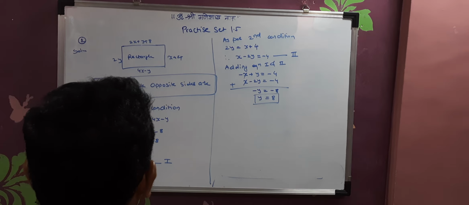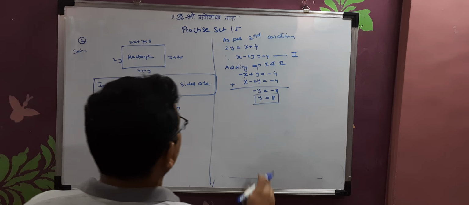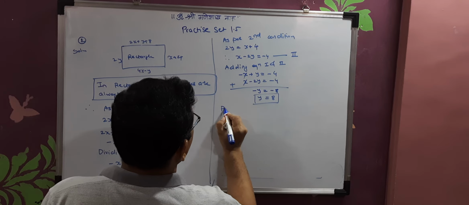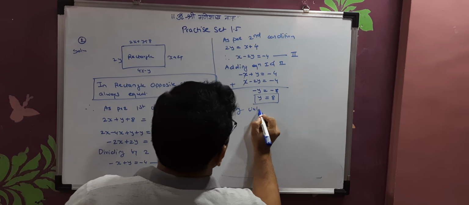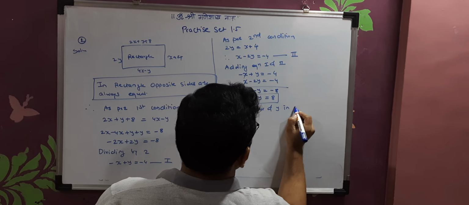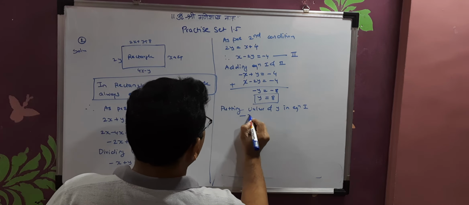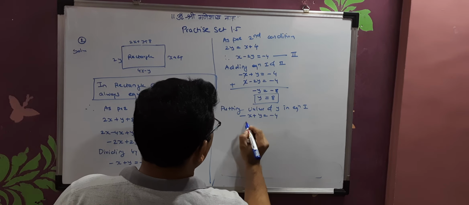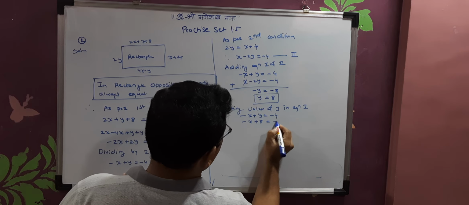Now we have to calculate the value of x. So what we will do? We will put the value of y is equal to 8 in equation 1. This is equation 1: minus x plus y is equal to minus 4. Value of y is 8. So minus x plus 8 is equal to minus 4.